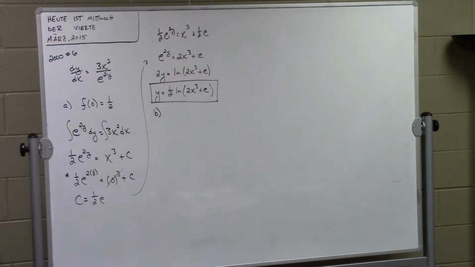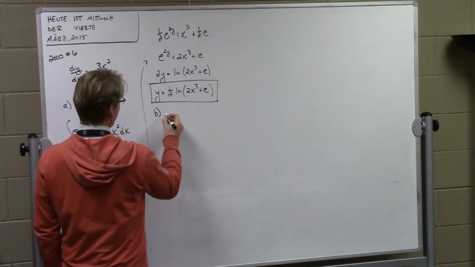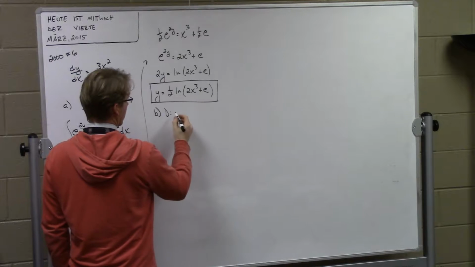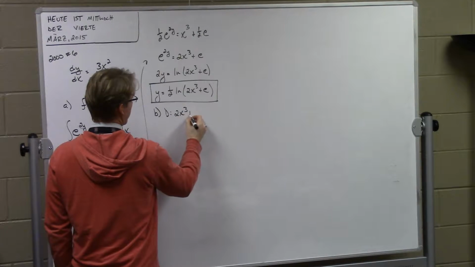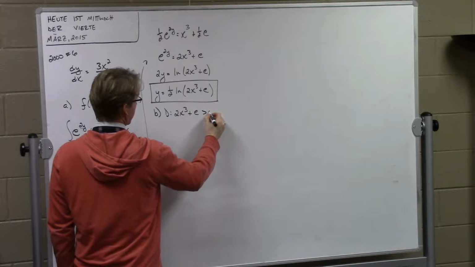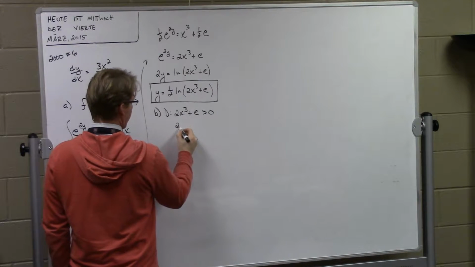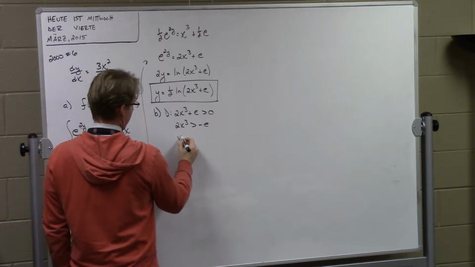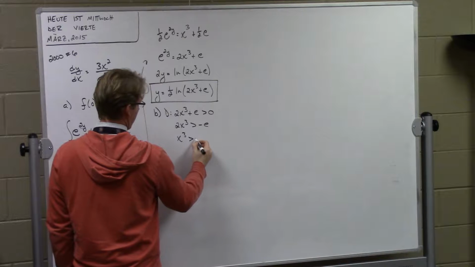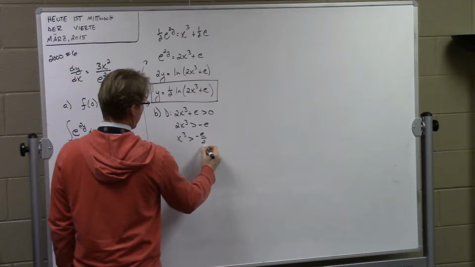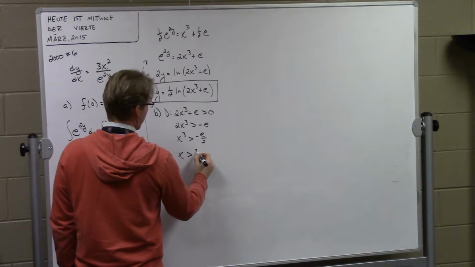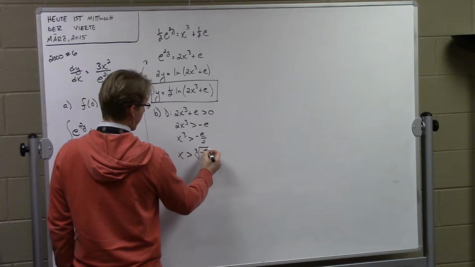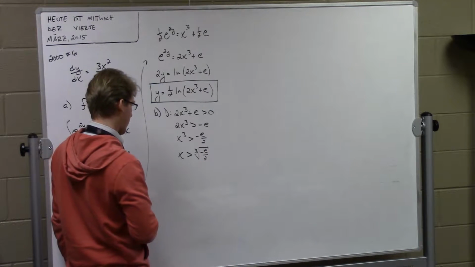Okay, let's see, domain. Well, for the domain, we need this part right here to be positive. So whenever 2x cubed plus e is greater than 0, that means 2x cubed is greater than negative e. Means x cubed is greater than negative e over 2. So x is going to be greater than the cube root of negative e over 2. That negative could be pulled outside if we wanted to.